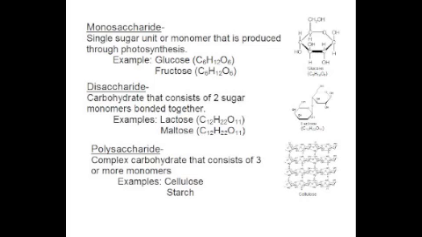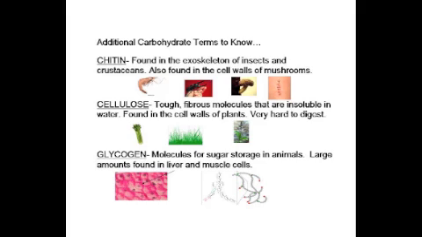And finally, the polysaccharides are more than 3 monomers, and they have specific examples that I'd like you to know. These examples are chitin, cellulose, and glycogen. The chitin is the crunchiness on your lobster, your insects. It's the shell. It's also in the cell walls of mushrooms, and the last little picture there shows you that it's also used for the dissolving stitches.